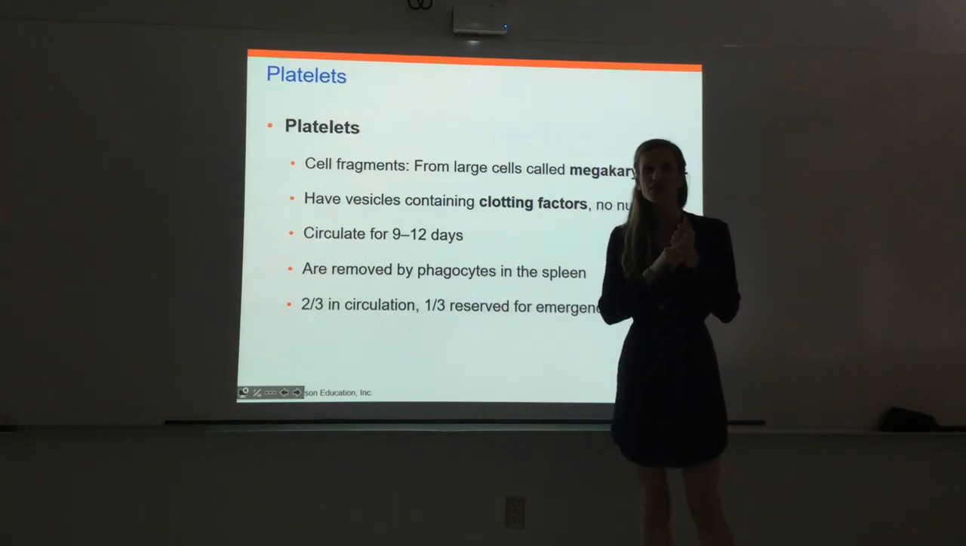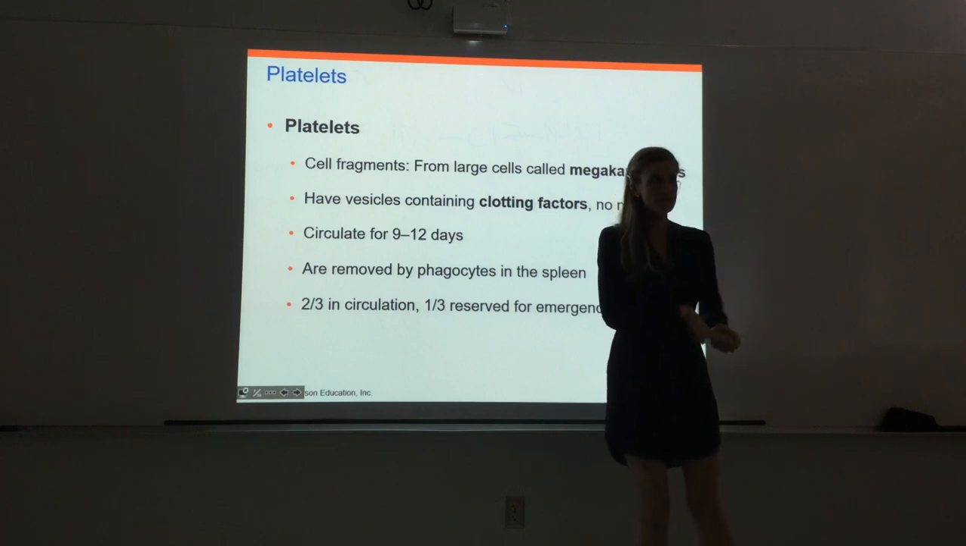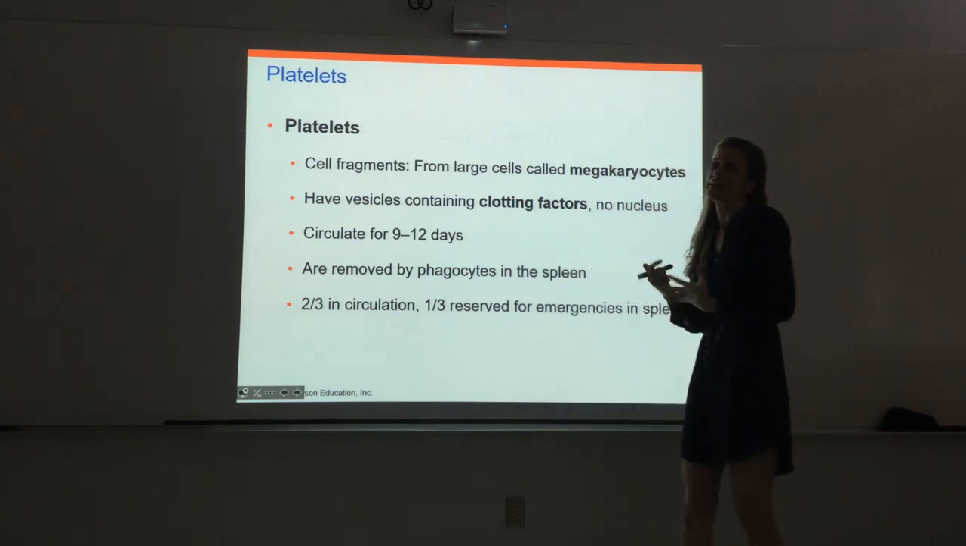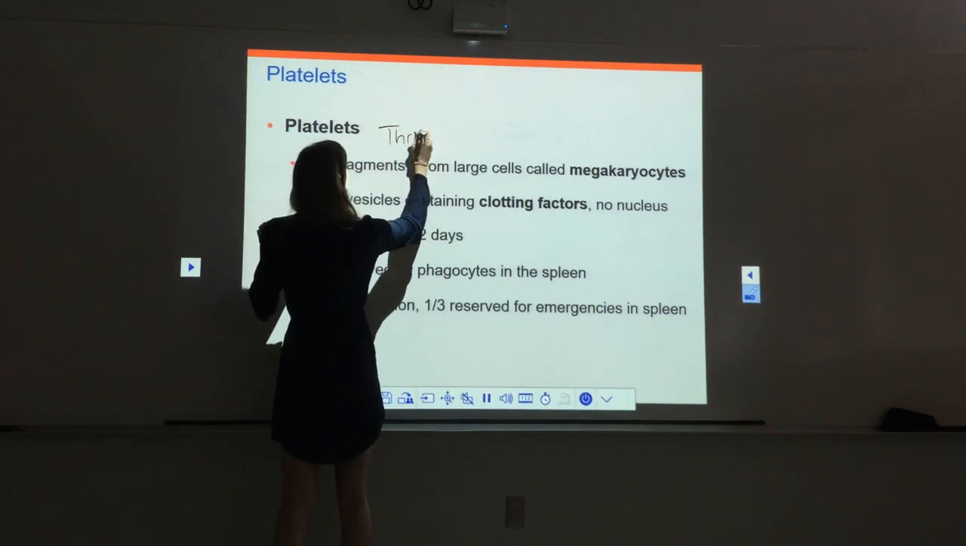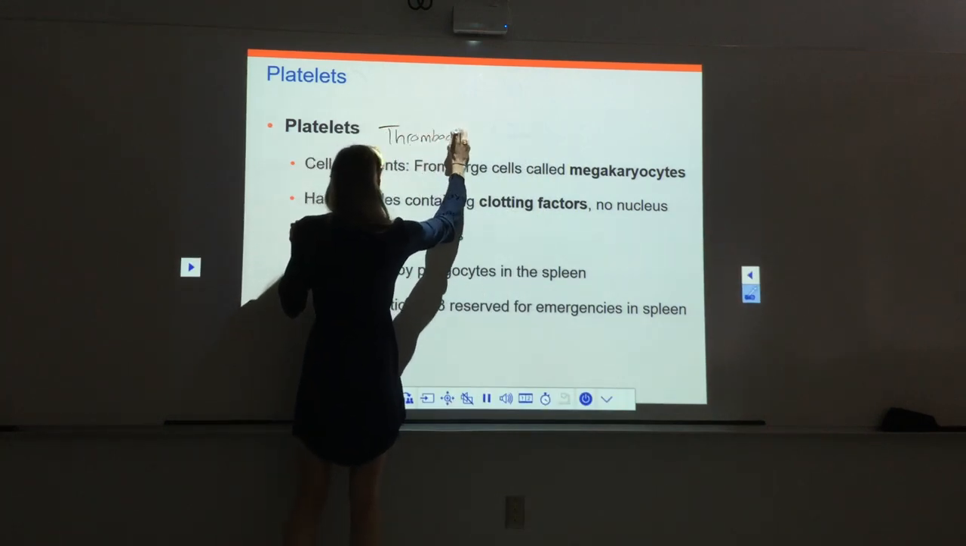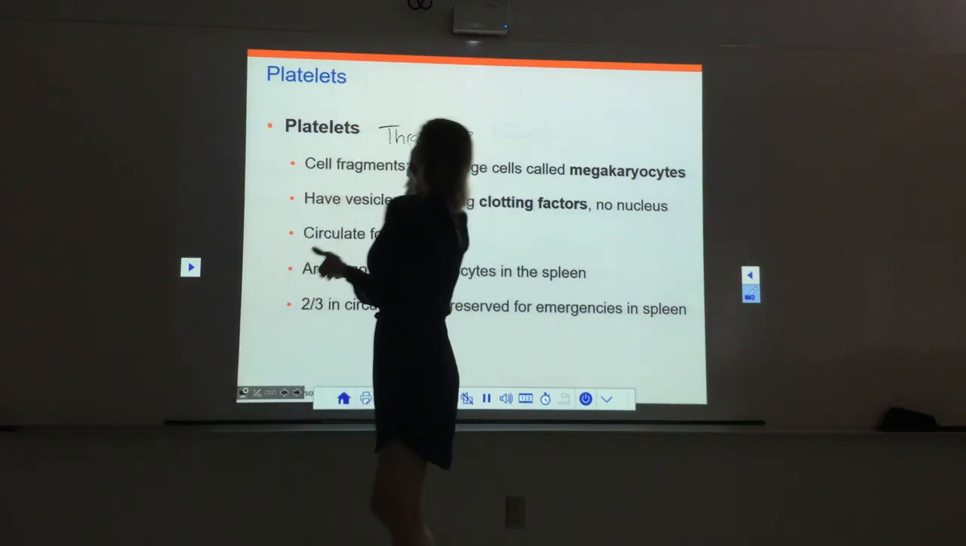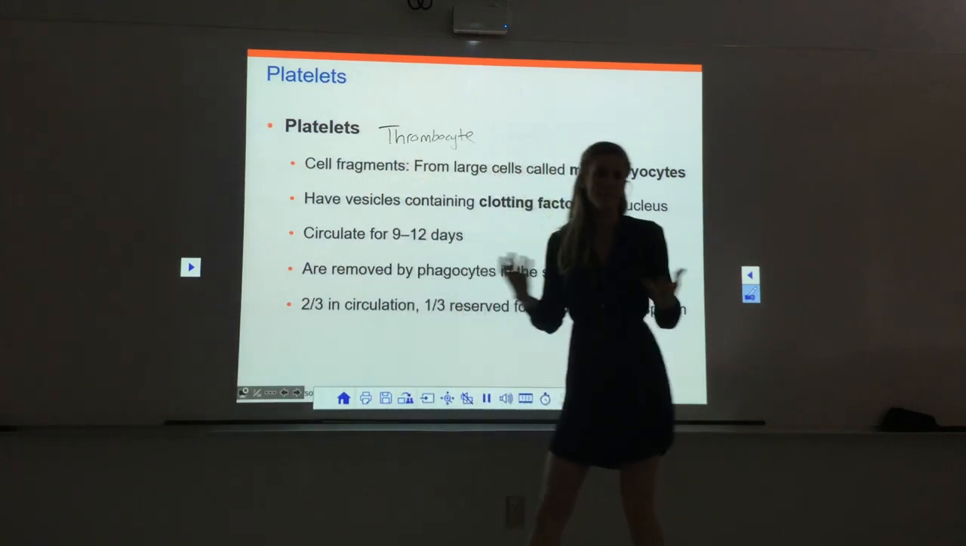We talked about red blood cells. We just finished talking about white blood cells. Now we're going to finish up by talking about platelets. What's the technical term for a platelet? Thrombocyte. Because they're going to have something to do with thrombin.